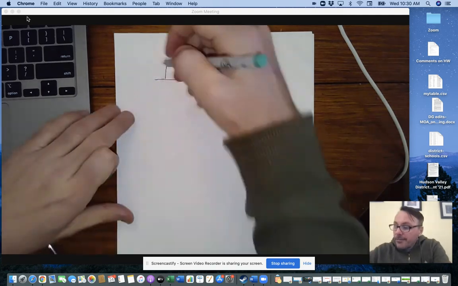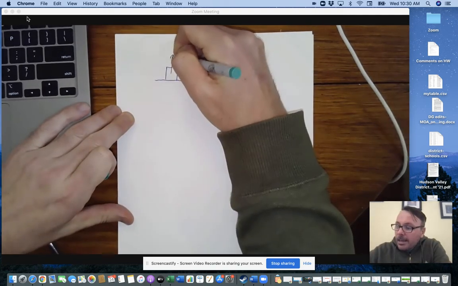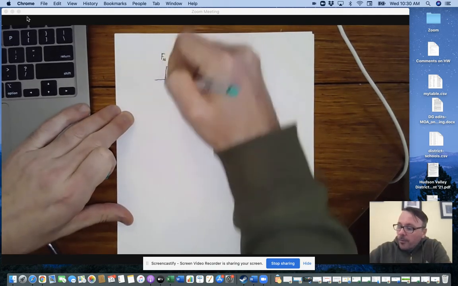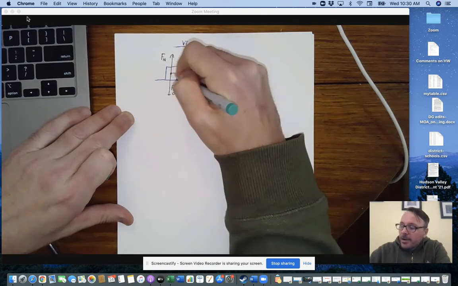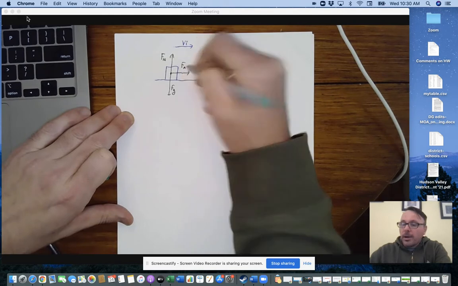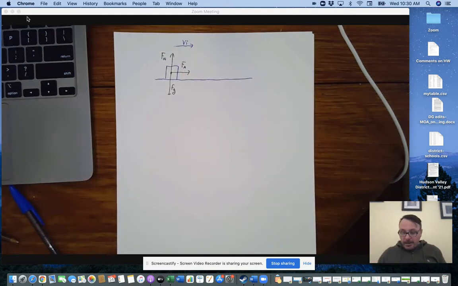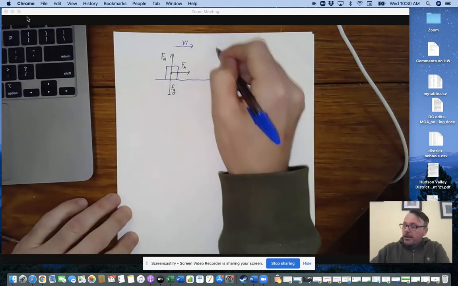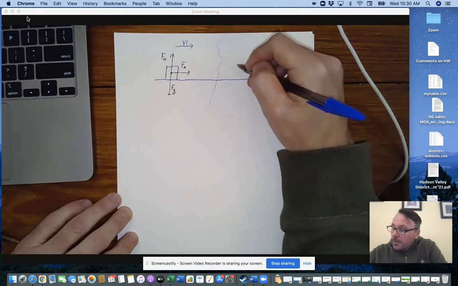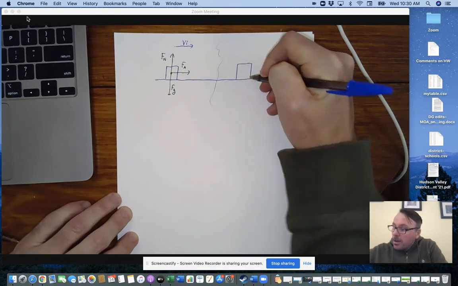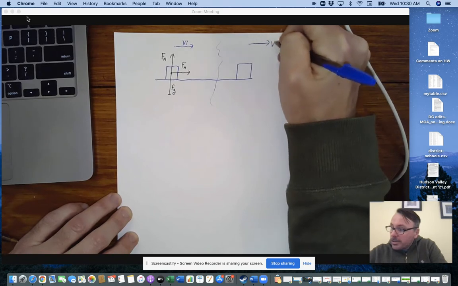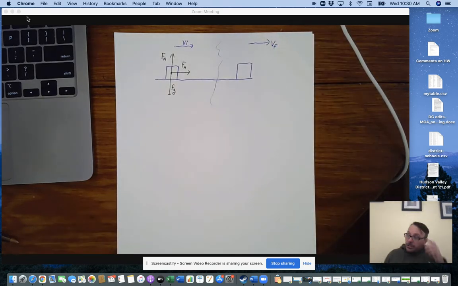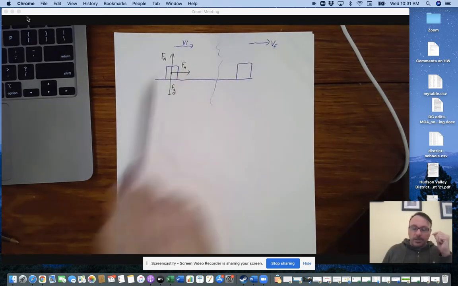And if I draw a free body diagram for that, let's say that I have a normal force acting, I have the force of gravity acting, and let's say I have an applied force acting, okay? So that sometime later then, the object has changed its velocity due to the action of this force, right?